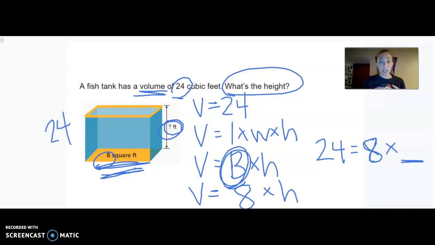So I could guess and check. I could use the inverse operation and do 24 divided by 8. I could count by 8s. Regardless of how I get there, I'll figure out, well, 8 times 1 is 8, 8 times 2 is 16, 8 times 3 is 24. 3. If I did 24 divided by 8, that would also give me 3. Okay, so I know the height is 3. I started with what I knew, that formula. I looked at the numbers it gave me, and then I figured out what was missing.